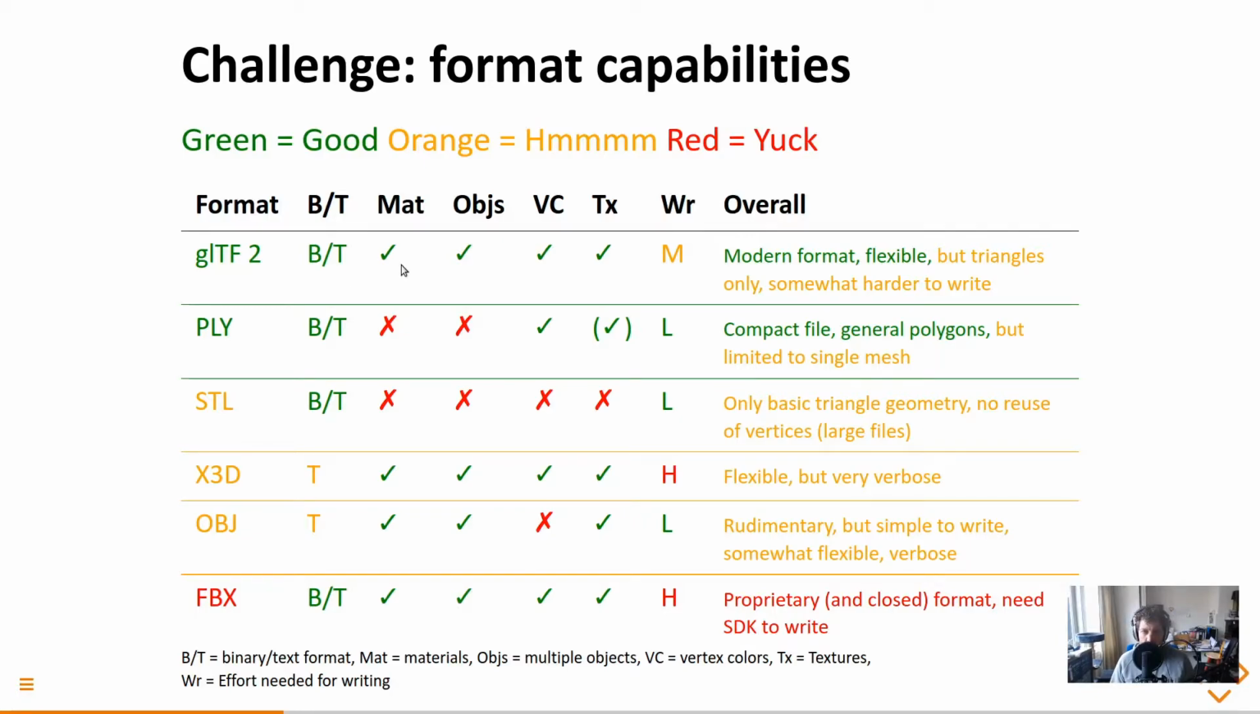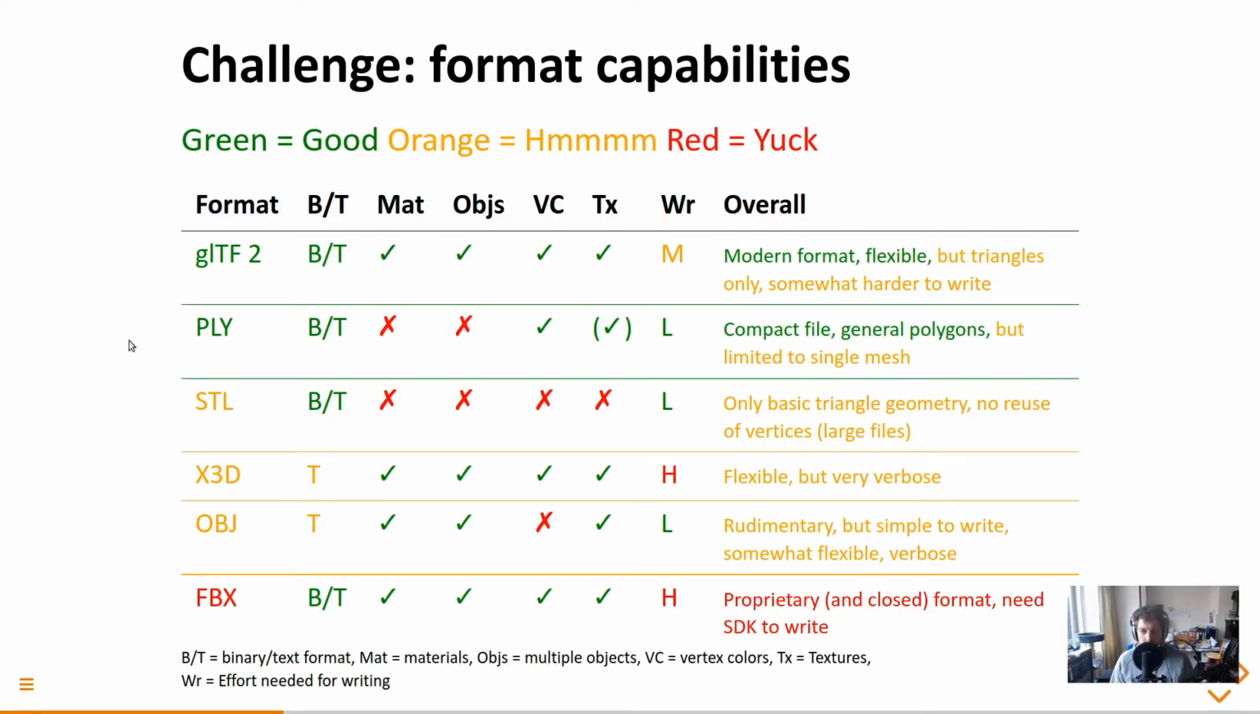There's a column for whether a file format can contain materials, whether it can contain multiple objects or say just one mesh, whether the file can store vertex colors, textures, and the final one is how difficult it is to write a certain file format. And writing here means implementing the writer yourself, so not using a library. For example, you have some simulation code and you want to output in one of these formats directly, then how much effort does it take to write it?